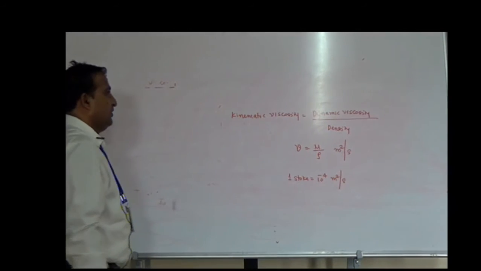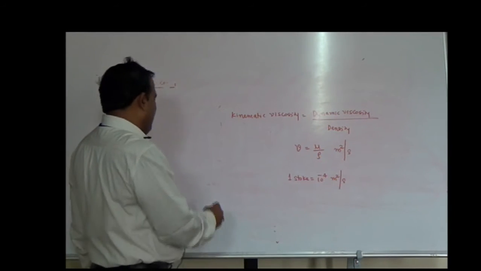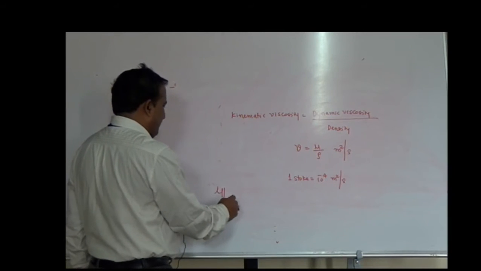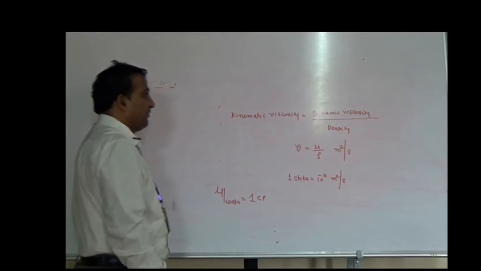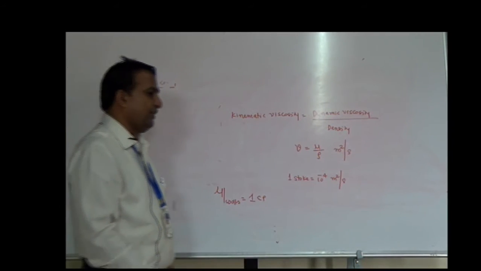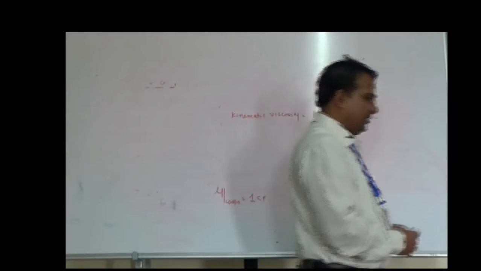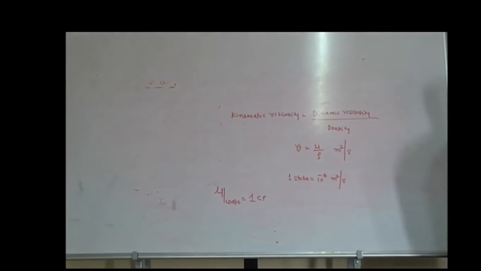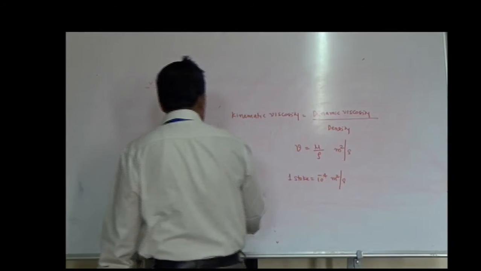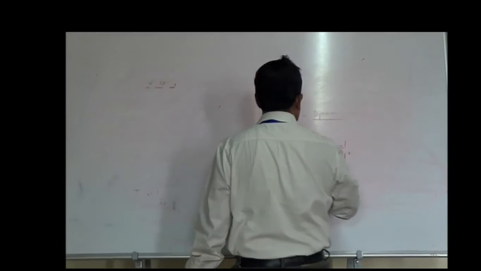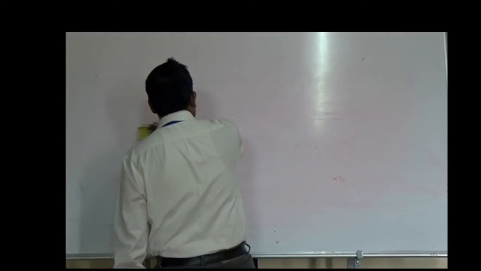Even if you see the dynamic viscosity of water, it is very low, that is 1 centipoise, 1 Cp. The density of water is high, 1000, but the viscosity is low. So this is all about the viscosity.